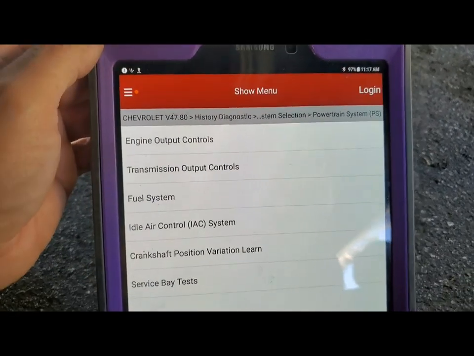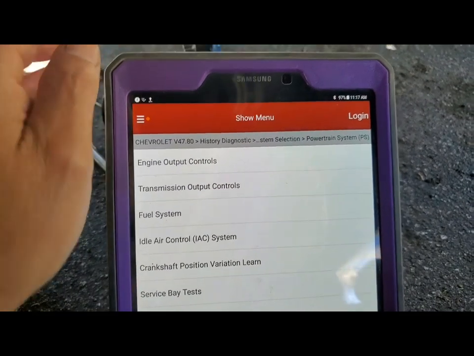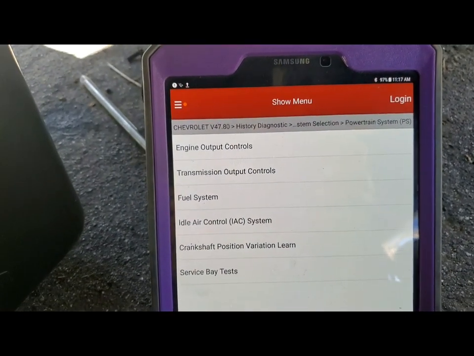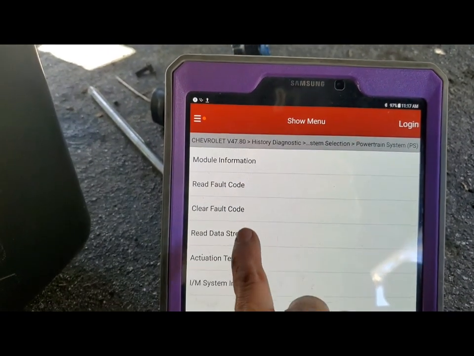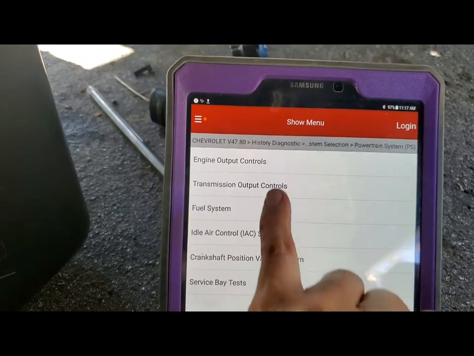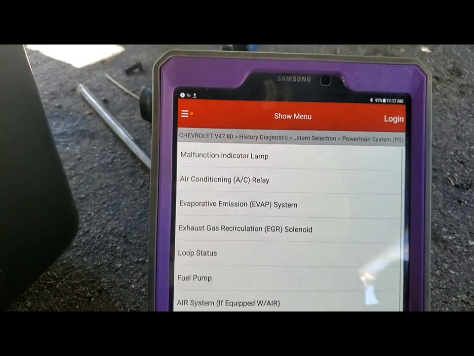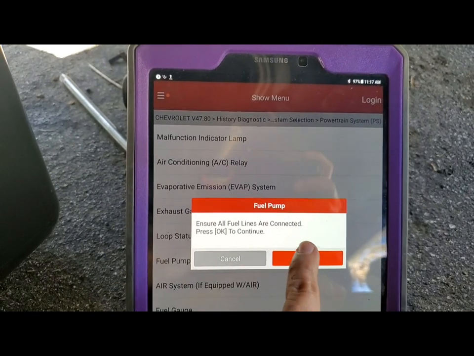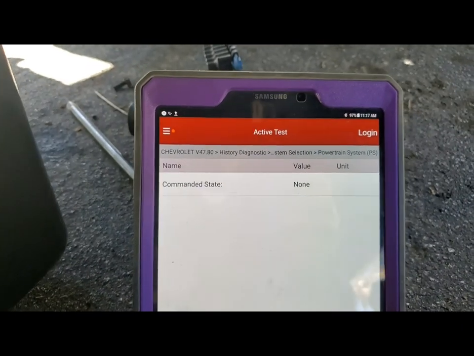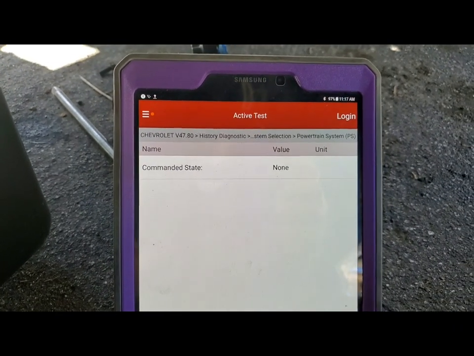So I am on the main screen here. No, I think it's not the main screen. Let me go back, right there. So we're going to go to actuation test, engine output controls, and fuel pump. Okay, and on, going to turn on the pump.